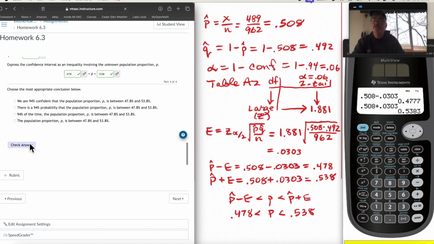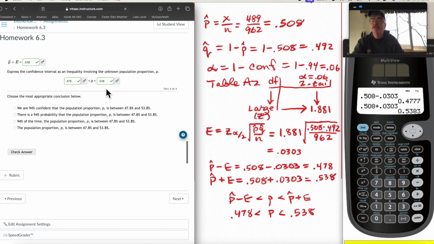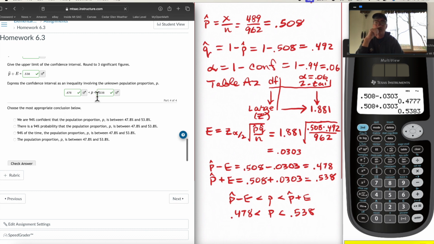Okay, fingers crossed. Looks like everything's good. Okay. And then the conclusion, we always talk about how confident we are. It's not a probability statement. Probability statements are for things that have not occurred yet, basically. And this population proportion already exists. It's either between these two numbers or not. It's not something that will happen, or may happen. It's already true. So we're not going to talk about how probable it is. We're just going to talk about how confident we are.